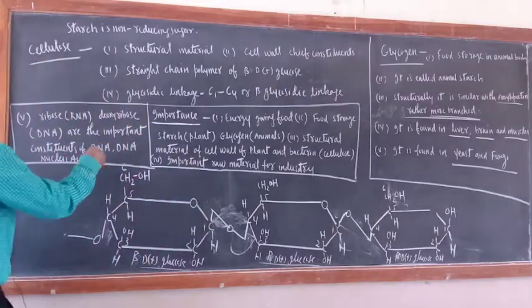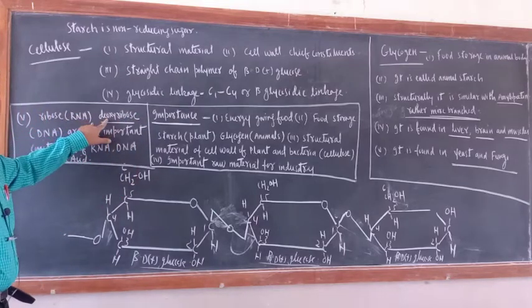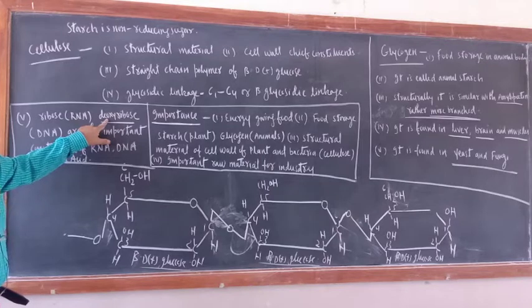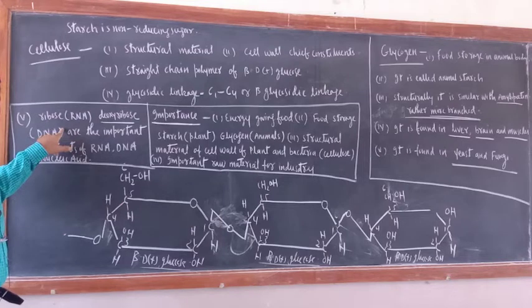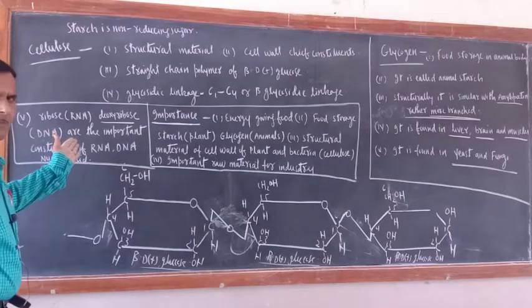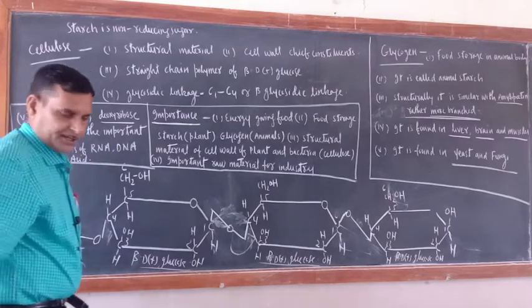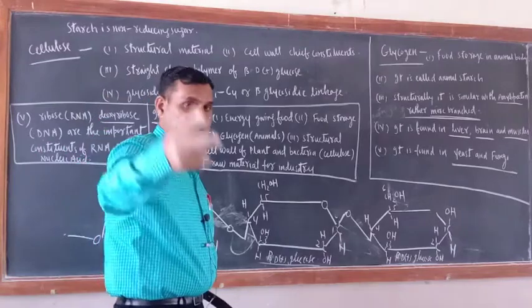Ribose in RNA, deoxyribose in DNA. What are ribose and deoxyribose? They are pentose sugars only. They are carbohydrates only. Ribose is the chief constituent of RNA, and deoxyribose is the chief constituent of DNA. So carbohydrates are the chief constituents of nucleic acids, that is DNA and RNA. These are some of the importance of carbohydrates.